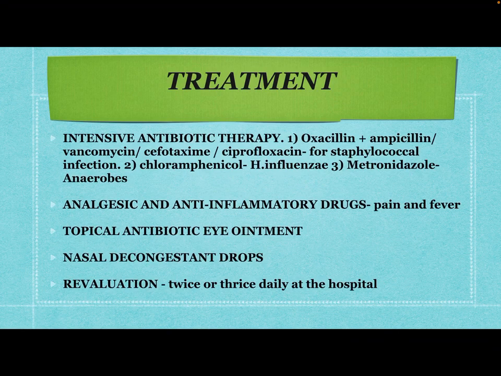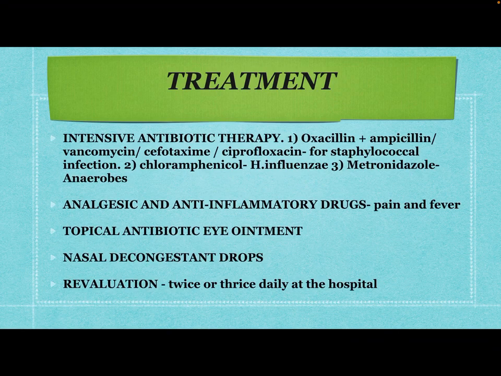Next is treatment. Orbital cellulitis is a very serious infection, and if you see a patient with it, you have to immediately start a very intensive antibiotic therapy. So, first, for the staphylococcal infection, you can give oxacillin plus ampicillin, or you can give vancomycin or cefotaxime or ciprofloxacin.